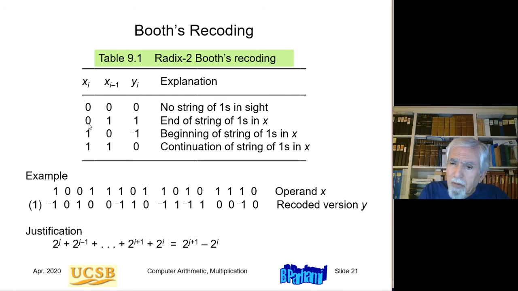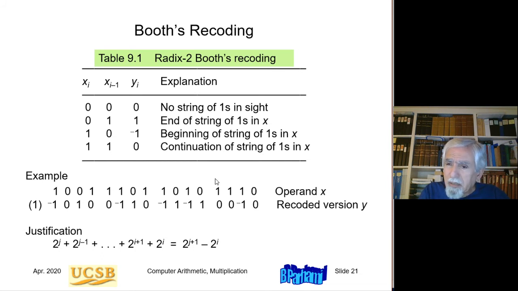If you see a 0 with a 1 to its right, replace it with a 1. So this 0 is replaced with a 1. If you see a 1 with a 0 to its right, replace it with minus 1. And if you see 1 followed by 1, replace it with 0.